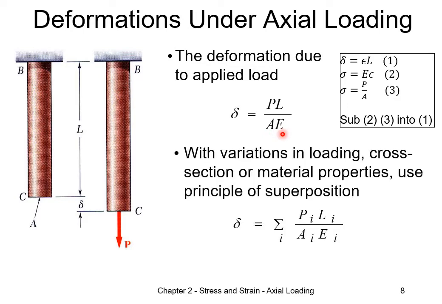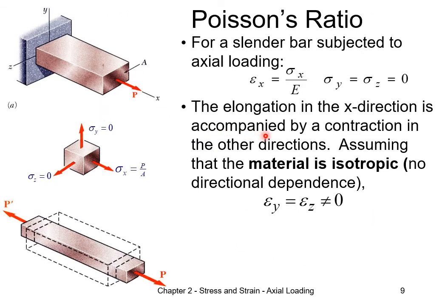If we have multiple loading, we can make use of the principle of superposition, where we can sum up the extensions over different sections as given in this equation here. Whenever we stretch an object, it will elongate in the direction that we stretch. In this figure, we have stresses only in the x direction. As such, the elongation in this direction, where the strain in the x direction itself is given by epsilon x equals sigma x over E.